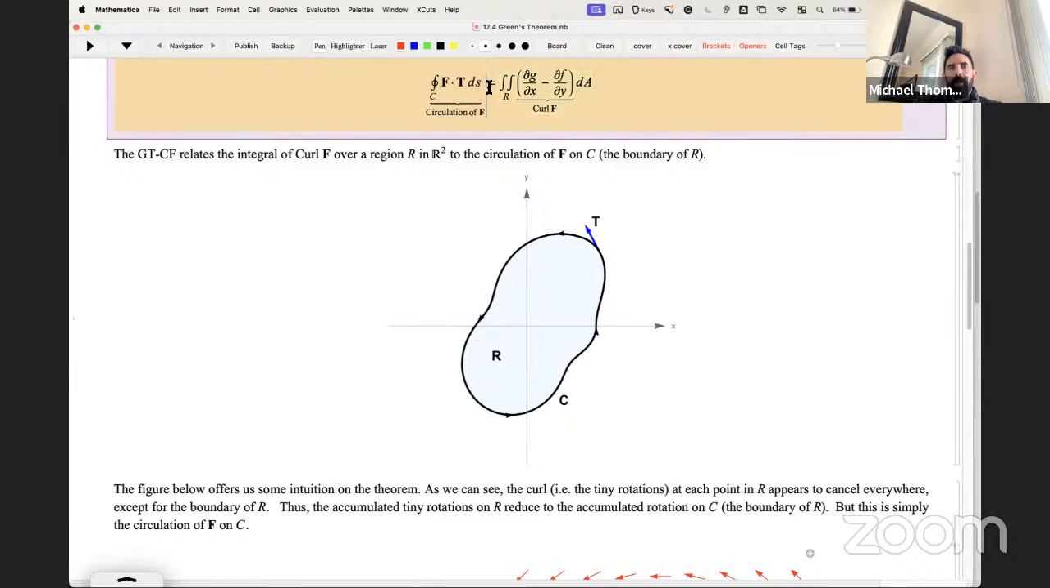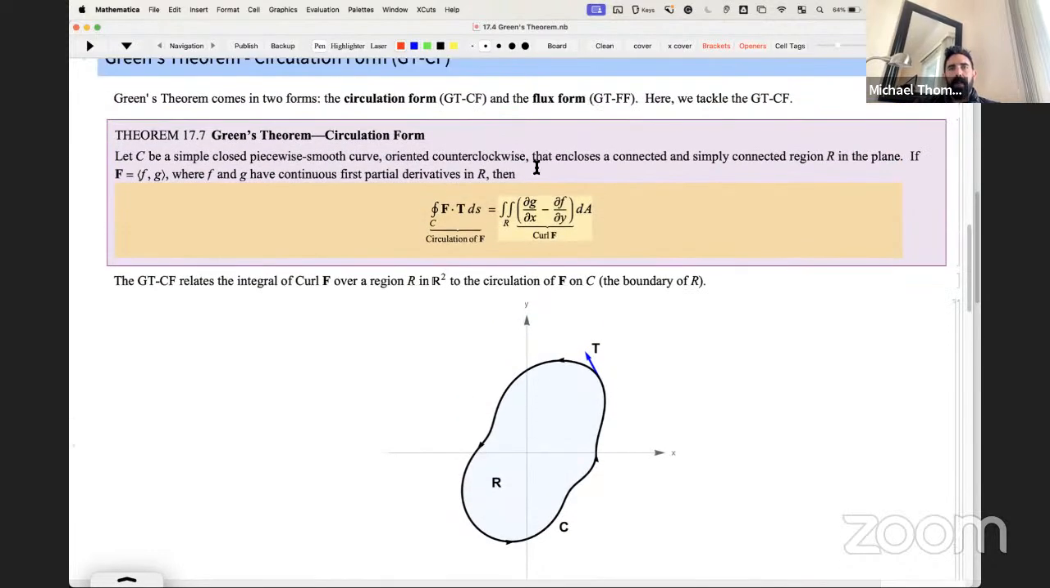Okay, we know how to do both of these integrals. We've done line integrals, we've done double integrals. What the theorem is saying is it's relating the two. It's saying that these are actually the same thing.